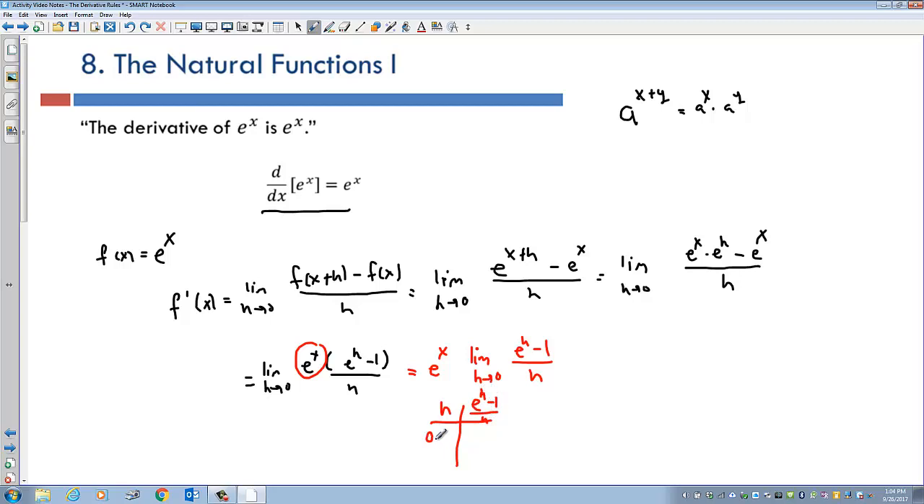And you plug in numbers close to 0, so 0.01 and so on, on both sides. What you'll see is you get approximately 1 here and approximately 1 here. So since e to the h minus 1 over h is approaching 1, we say the limit is 1. Of course, this is times 1, so we get back e to the x. So it follows right from the definition of the derivative. That's what we're using there.